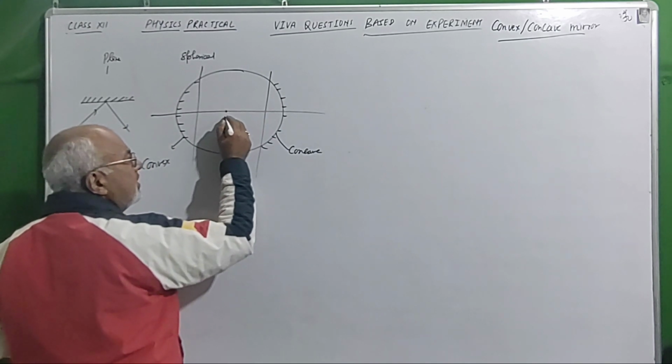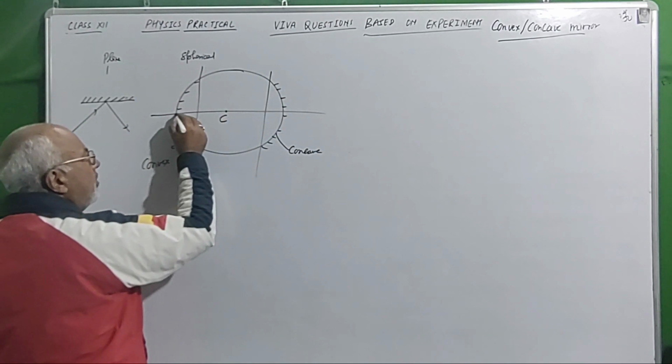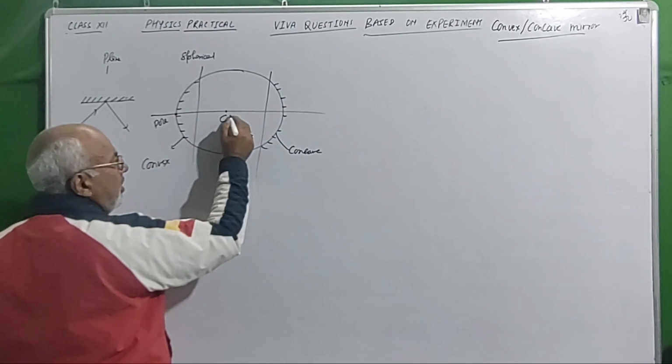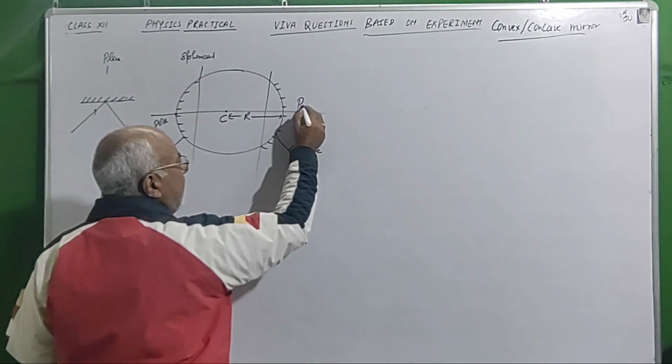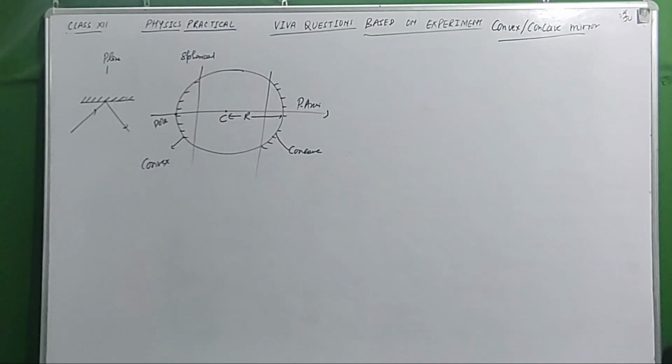The center of the sphere is called the center of curvature. The midpoint of the polished part is called the pole. The radius of the sphere is called the radius of curvature. And this is the principal axis. Right?